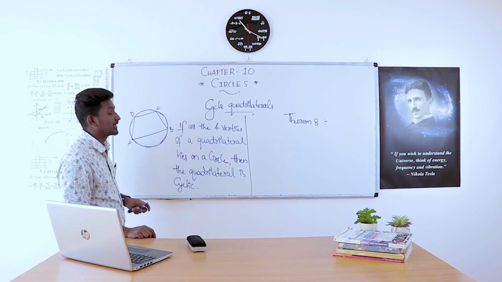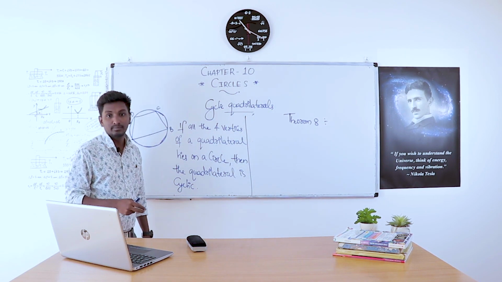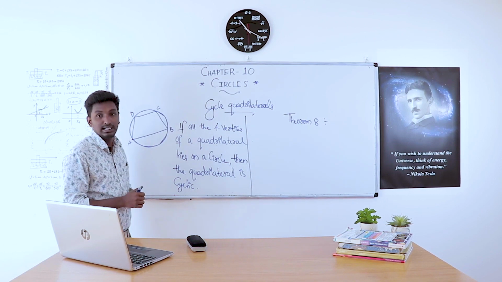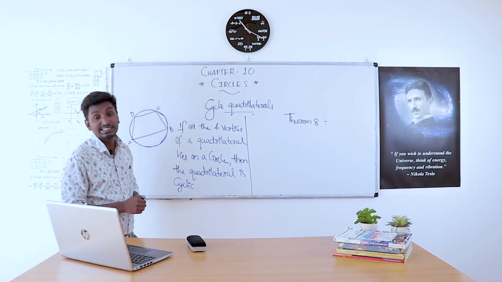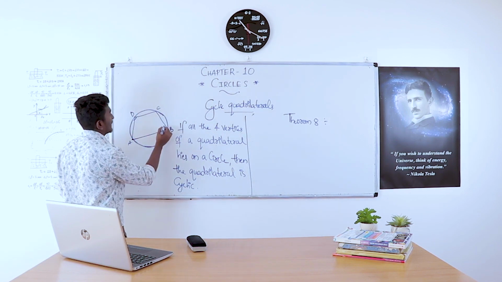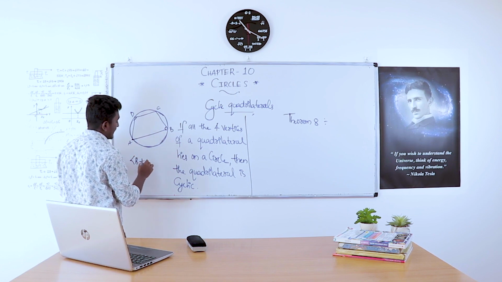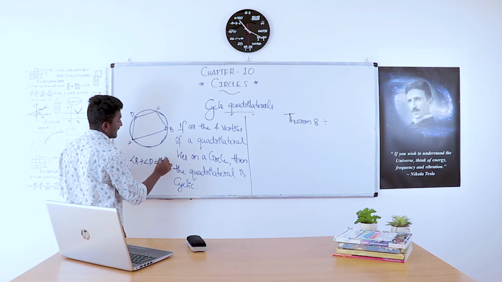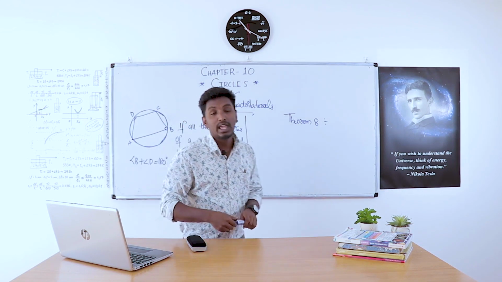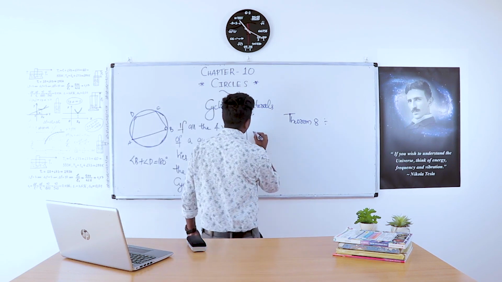Related to the cyclic quadrilateral, we have a theorem that in a cyclic quadrilateral, the sum of either pair of opposite angles is 180 degrees. That means if we are considering angle B and angle D, then angle B plus angle D is equal to 180 degrees.